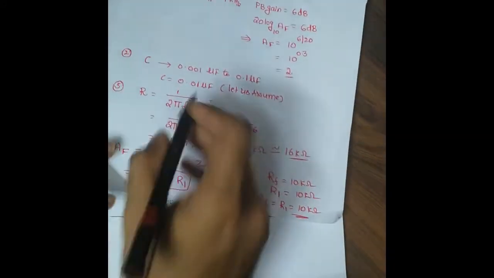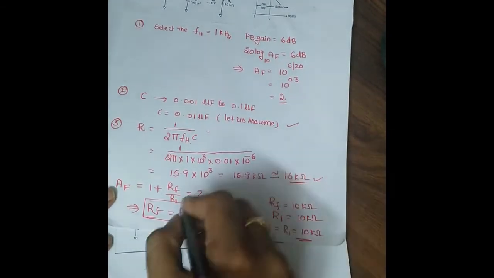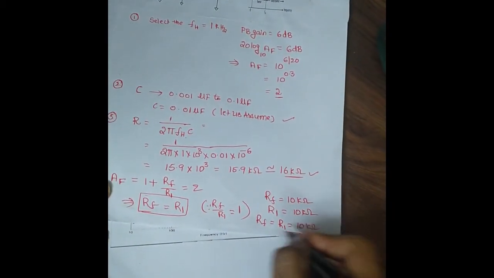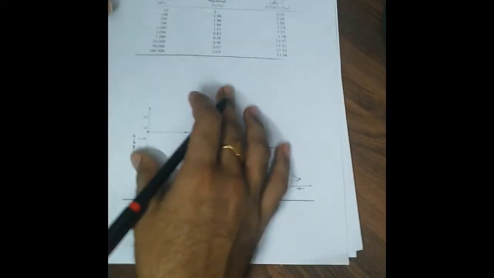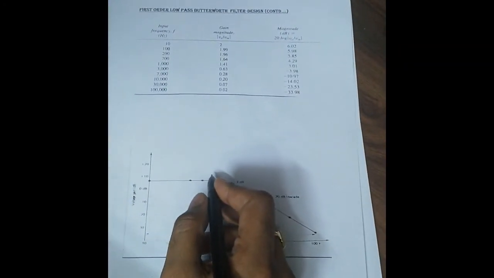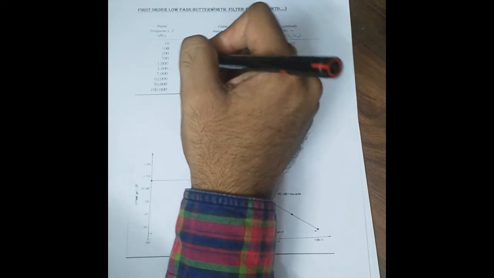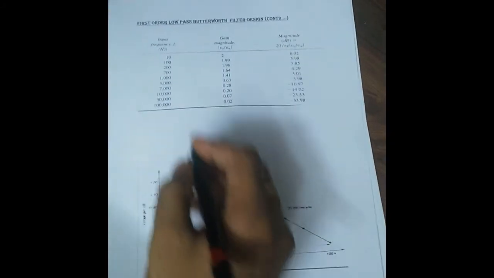So we have calculated the value of C we know, the value of R we have calculated, and we calculated the value of RF and R1. So by using these values, we can analyze the particular low pass filter by using the tabular form. Okay, so this will be calculated by using a formula.